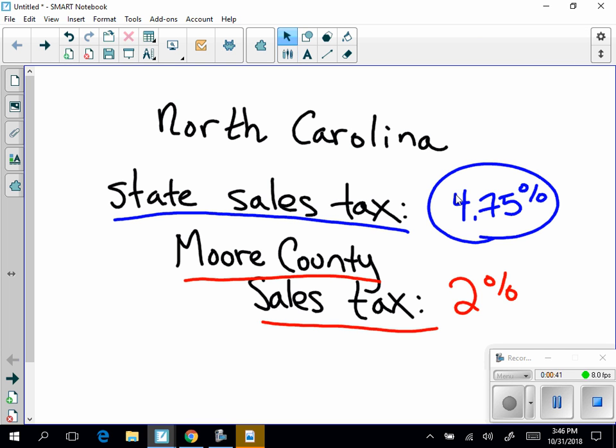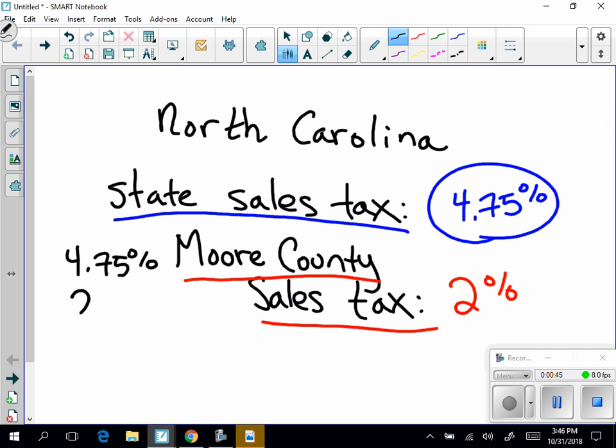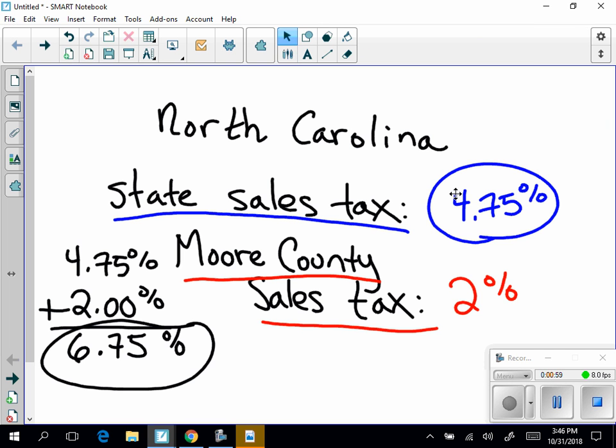When you take those two and add them together, 4.75% plus the 2%. Remember, when you're adding or subtracting decimals, you just bring the decimal down. We get 6.75%. So you're going to pay 6.75% in Moore County on goods. For example, let's say that you bought a pair of shorts or a shirt or a soccer ball. That's going to be taxed at a rate of 6.75%.